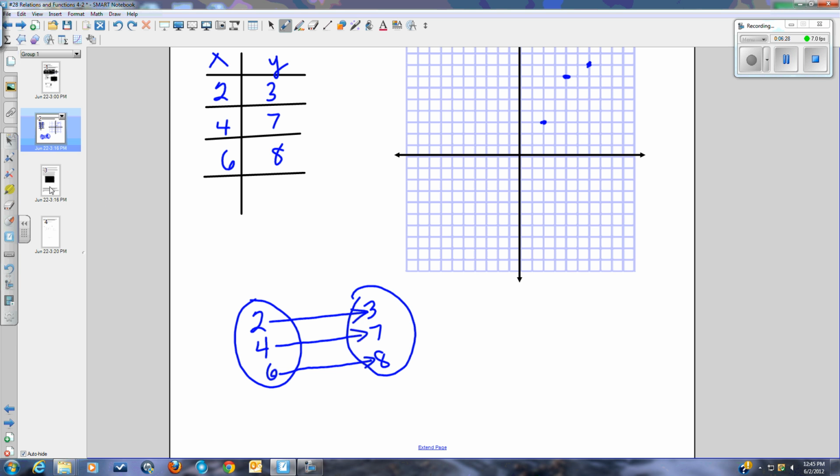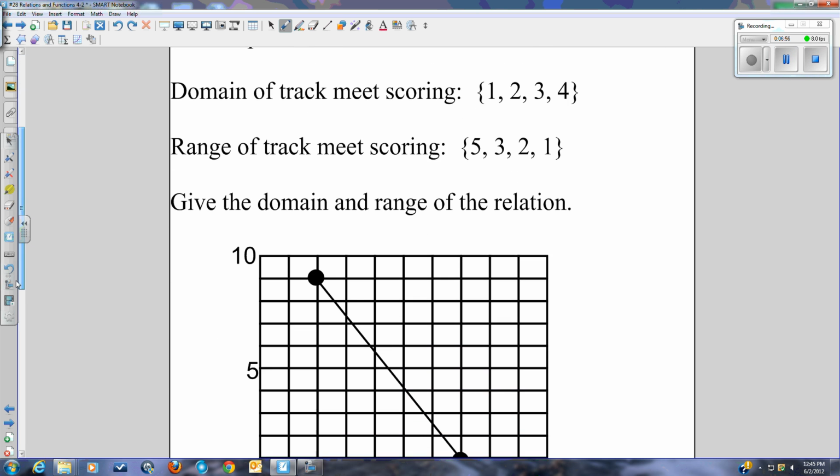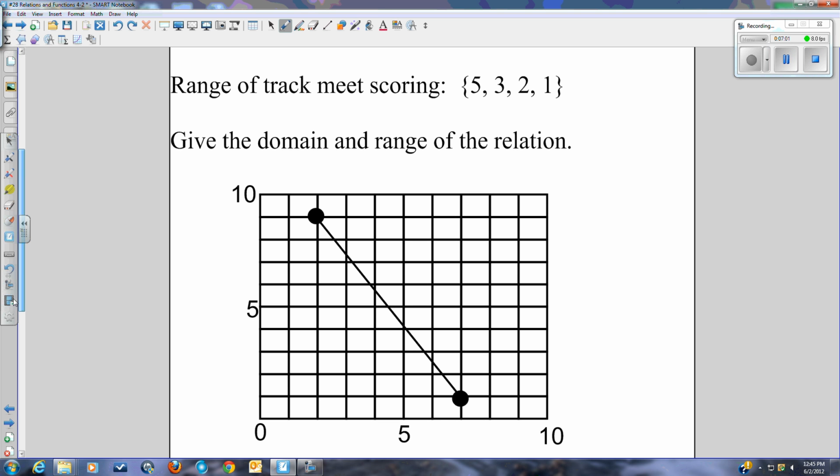Moving on to the next page, we're looking at some vocabulary. Domain means the set of first coordinates or x values of the ordered pairs. Range is the set of second coordinates or y values of the ordered pairs. So the domain is your x's, the range would be your y's. Let's take a look at this example here. I'm going to scroll down this page so we can see it. Here is a graph which shows the scoring for a track meet.